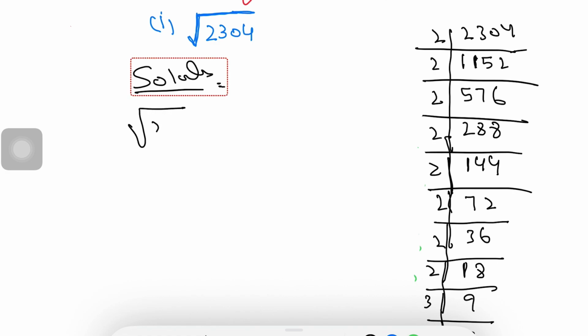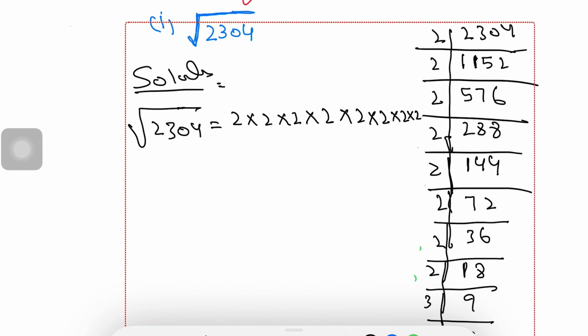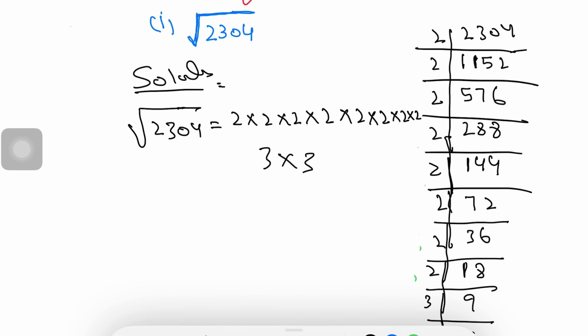Solution: radical 2304. Okay, and we write 2 multiply 2 multiply 2 multiply 2, 1 2 3 4. Okay, 1 2 3 4, 2 multiply 2 multiply 2 multiply 2. Okay, and 3 multiply 3.